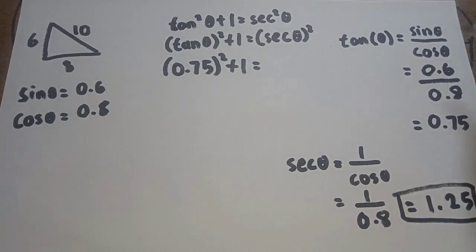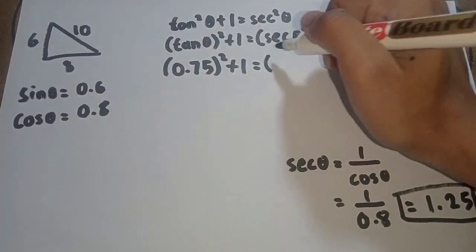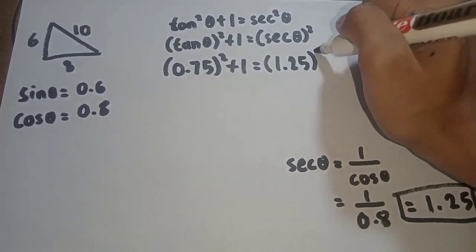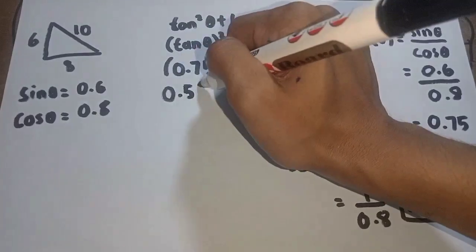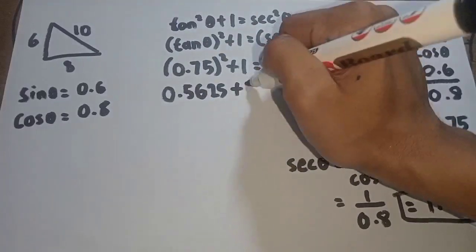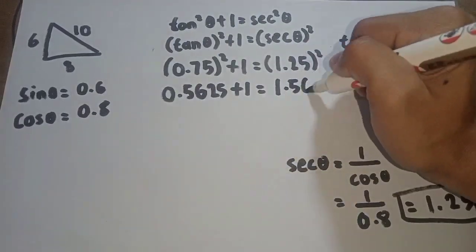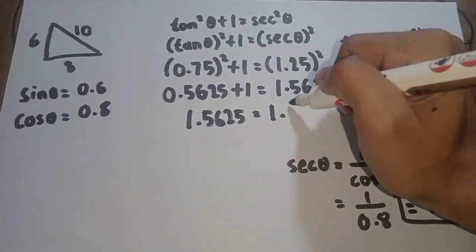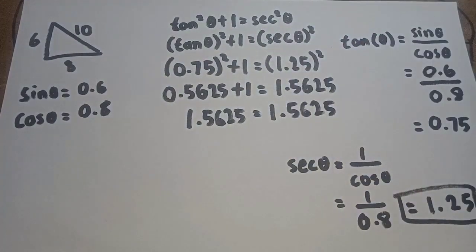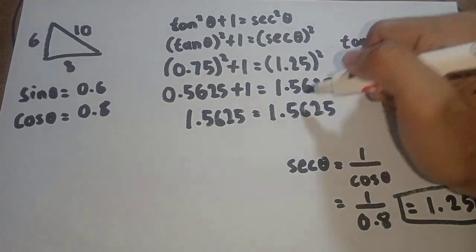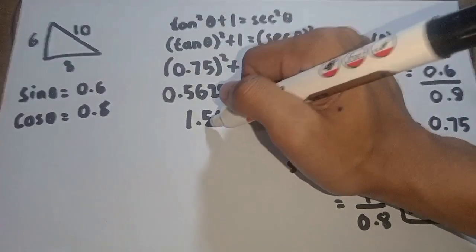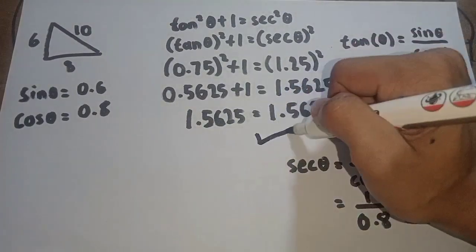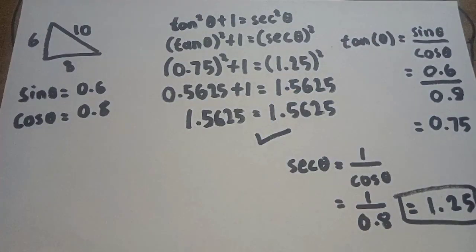Now we have the values of secant theta and tangent theta. We are now going to simplify. 0.75 squared is 0.5625. 0.5625 plus 1 is equal to 1.5625. This confirms that our values for tan theta and secant theta are correct.